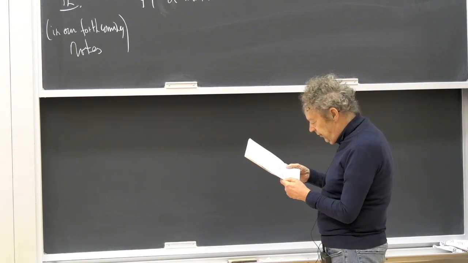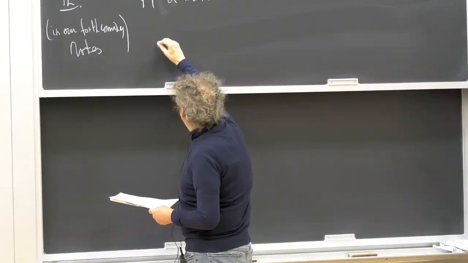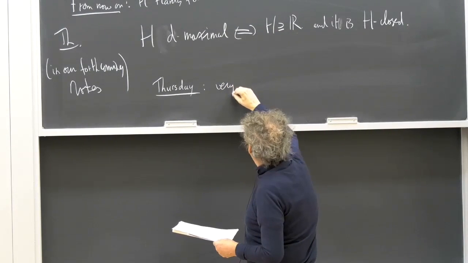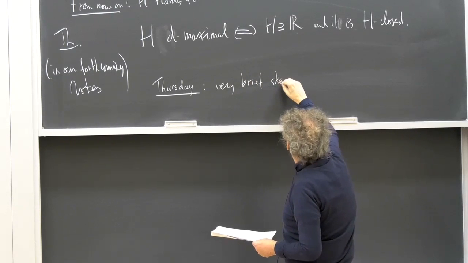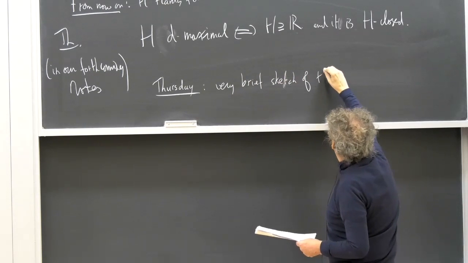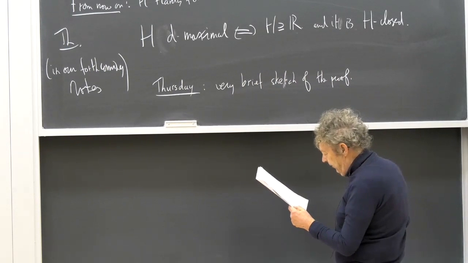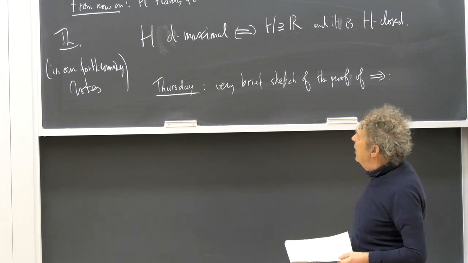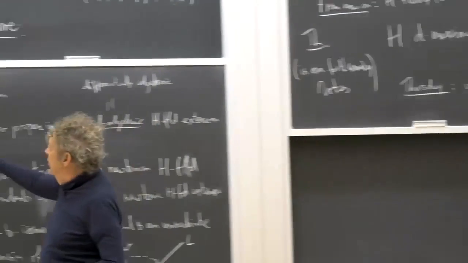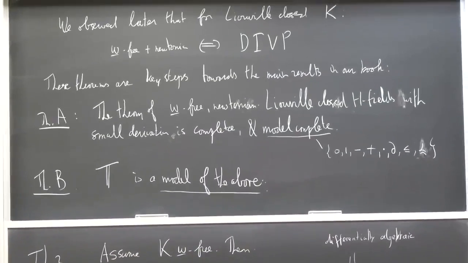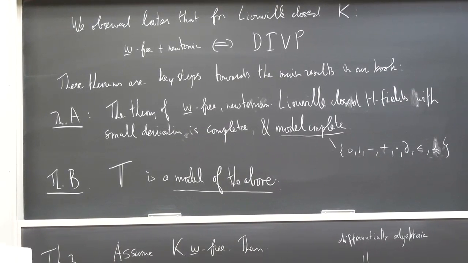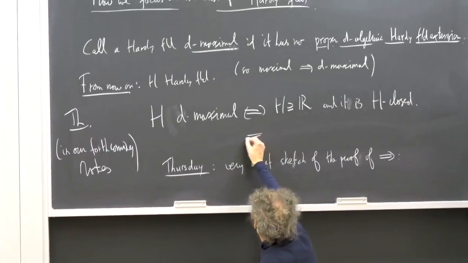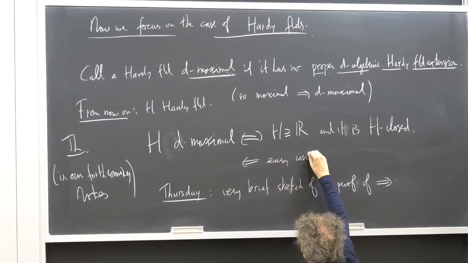Okay, so let me see. Thursday I want to give a very brief sketch of the proof, of the forward implication. The backward implication is fairly easy using results from our books. It's not exactly easy just from theorems 1, 2, and 3. I think you need one other theorem that I didn't mention, but using facts from the book, this is easy.